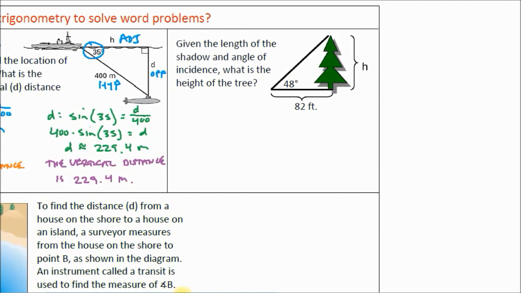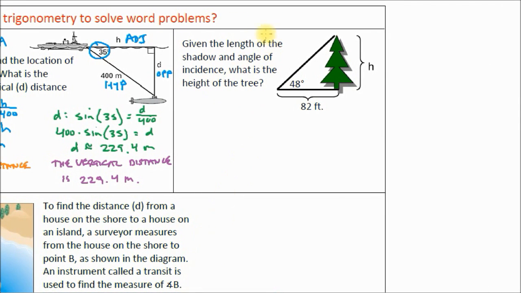Let's take a look at the tree height problem. Given the length of the shadow, so we have a shadow coming off the tree. That means the sun is over here somewhere. Let's draw a little sun. Okay, the sun is over here making a shadow. Given the length of the shadow, which we know is 82 feet, and the angle of incidence, class, angle of incidence is where we are measuring an angle from the ground. So in this case, the angle of incidence is 48 degrees. What is the height of the tree?